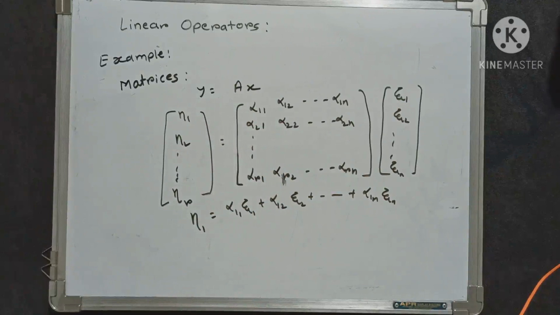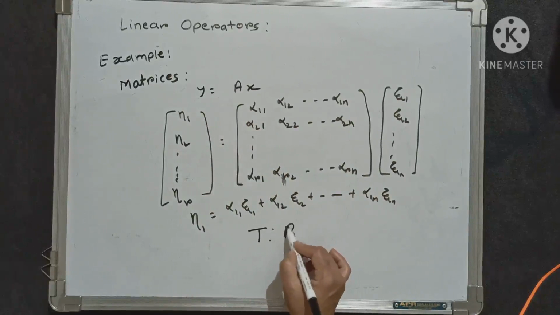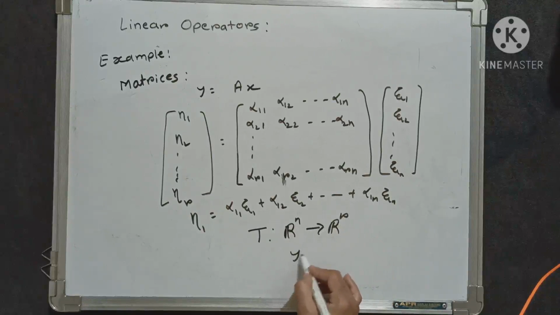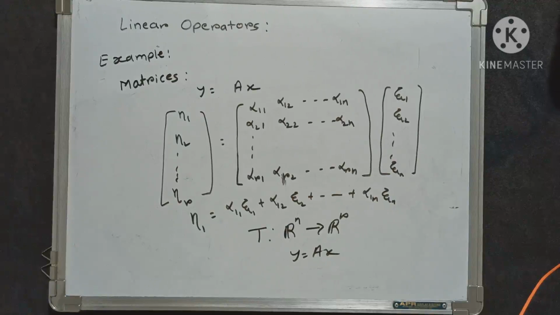Now the operator T, which we defined like this from Rn to Rr, y is equal to Ax, is linear because matrix multiplication is a linear operation, and therefore matrices are also another example of the linear operator. In this way we see examples of linear operators, and we also see the definition of the linear operator.